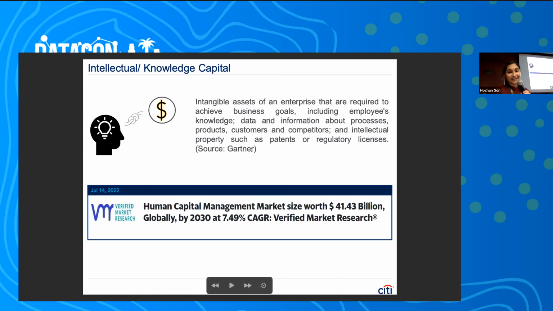I have highlighted one news article in this slide, and this is from Verified Market Research. It shows there is a recent interest in human capital management and investment. You can see they say that by 2030, the market size will be worth around $41.43 billion with a growth rate of 7.49%. So definitely there is increased awareness about these intangible assets.